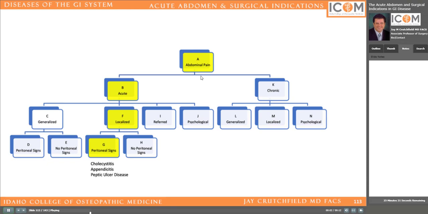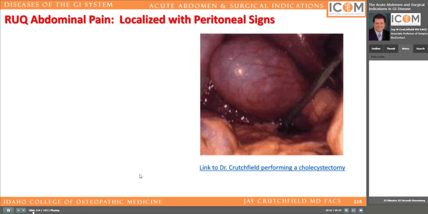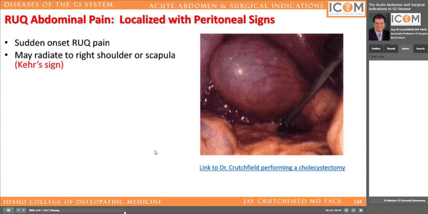So now let's look at a case of an acute localized abdominal pain episode that has peritoneal signs. Specifically, let's look at cholecystitis and peptic ulcer disease. So let's look at an episode of right upper quadrant abdominal pain localized with peritoneal irritation. In a patient who has acute cholecystitis, they may have a sudden onset of right upper quadrant pain, usually after eating. The pain can radiate to the right shoulder or the scapula, also known as Kerr sign.